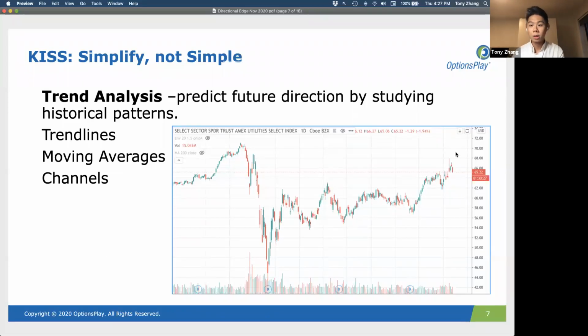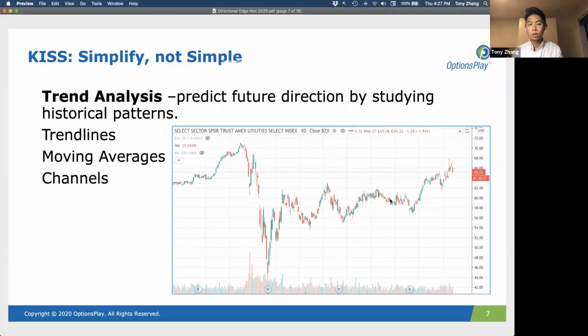If it's in an uptrend, I would look at bullish strategies. If it's in a downtrend, I would look at bearish strategies. If it's in a sideways market, I would look at neutral strategies. And this is really where options trading comes into play, because I need to first have a directional view before I can trade an option strategy off of it. So this is the first thing that we want to take a look at.